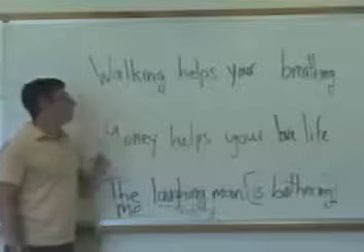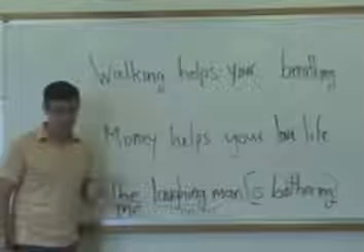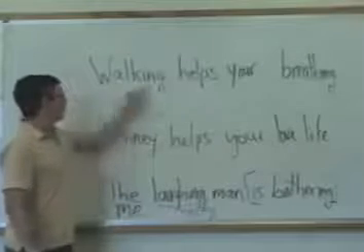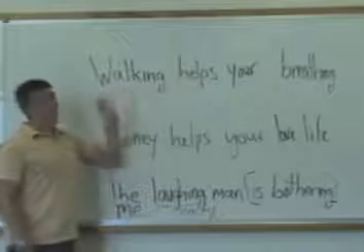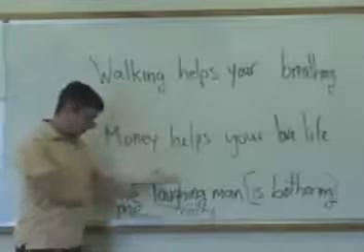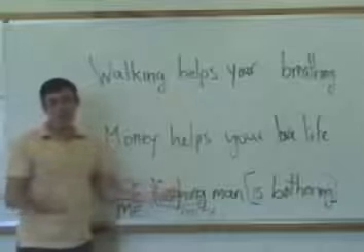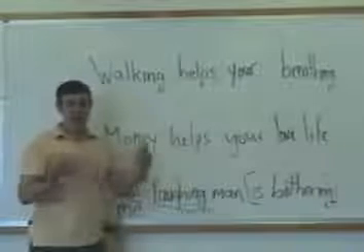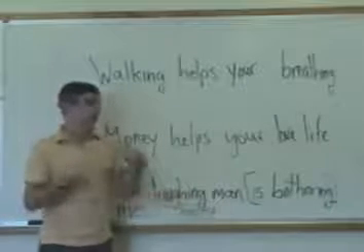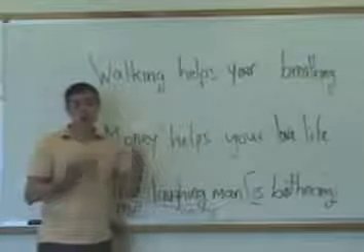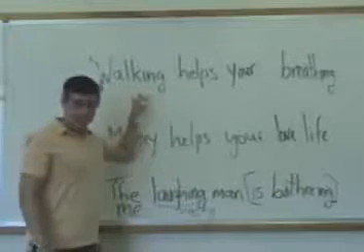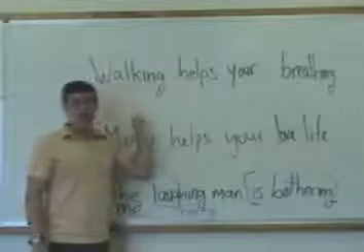So, for example, we take this sentence: walking helps your breathing. All right. Now, walking, if you're just looking at that not in a sentence, but just as a word, you don't know whether it's a present participle or a gerund. That is, you don't know whether it's an adjective, a verb, or a noun. But if you look at it in its sentence, you can tell what part of speech it is.